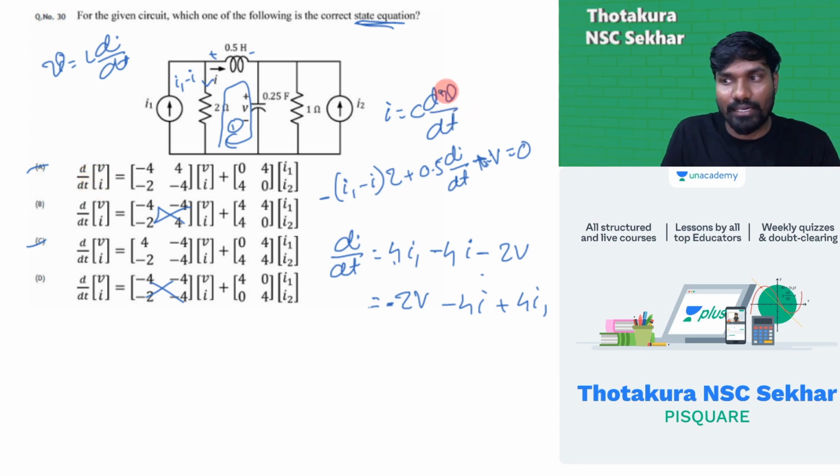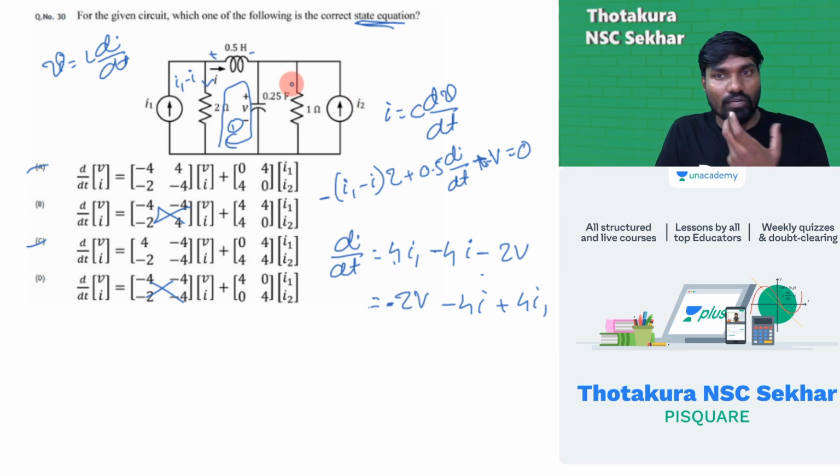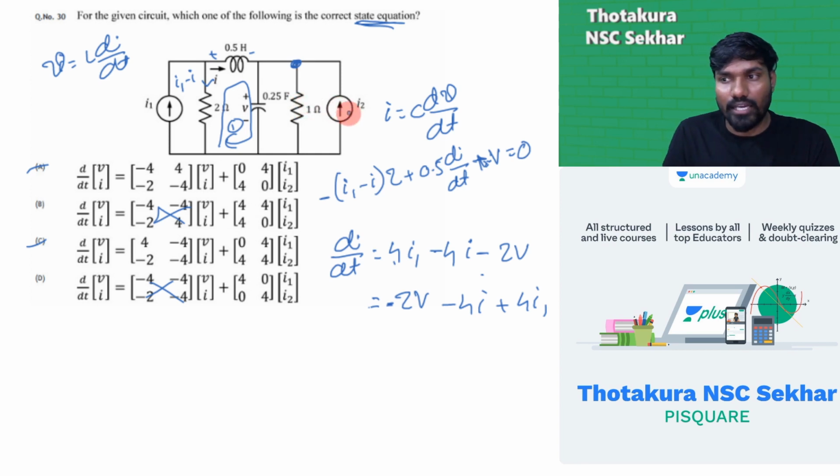For dv by dt, we know dv by dt means I by c. I repeat, dv by dt means I by c. So we want to write the current equation, so I am writing KCL here. If you apply KCL to this node, then I2 is coming. Here this is V, so the current in this also V.